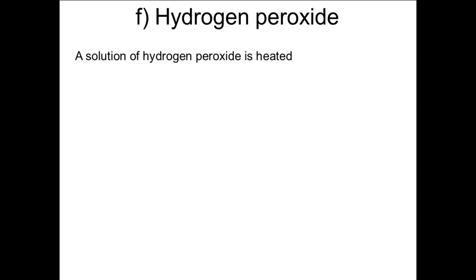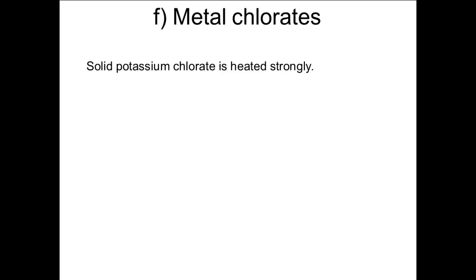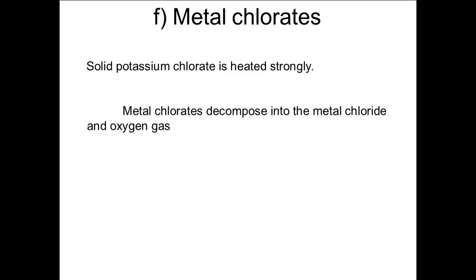Hydrogen peroxide. A solution of hydrogen peroxide is heated. Hydrogen peroxide decomposes into water and oxygen gas. Metal chlorates. Solid potassium chlorate is heated strongly. This is the method typically used if you need to make small amounts of oxygen gas in the laboratory. Metal chlorates decompose into the metal chloride and oxygen gas.